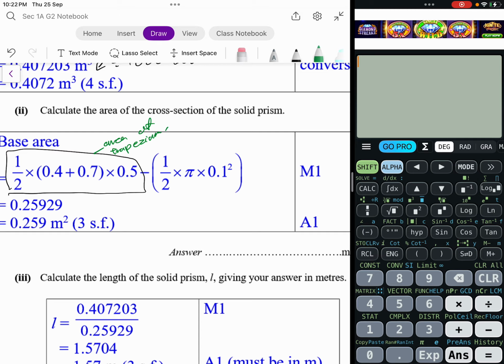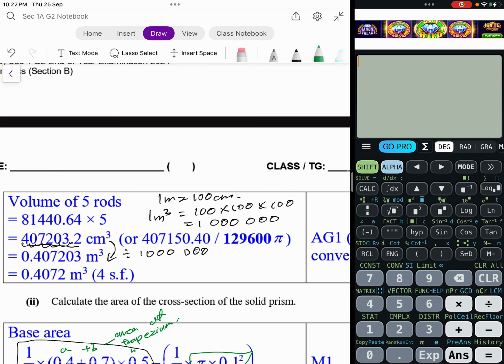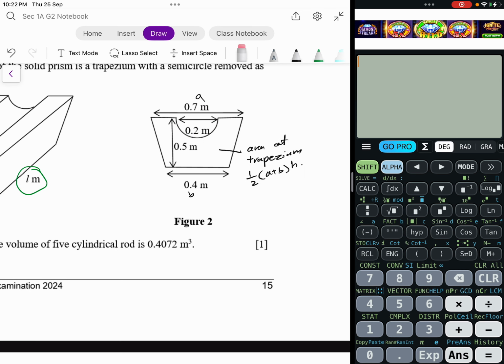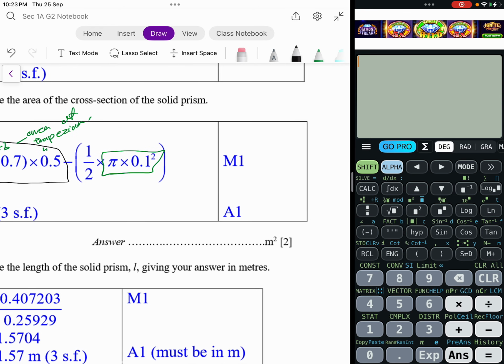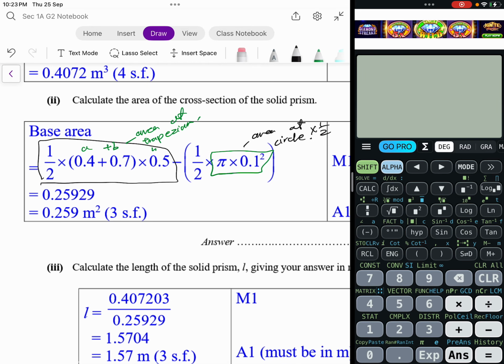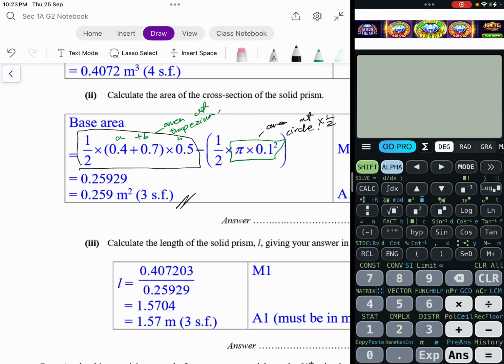Okay, so this is area of trapezium. Alright, this is your A plus B times height. This is your area of circle here for this part, area of circle for this part. Okay, your diameter 0.2, right? So your radius will be 0.1. So area of circle, okay, times half, because it's semicircle, right? Okay, so this will be your base area.